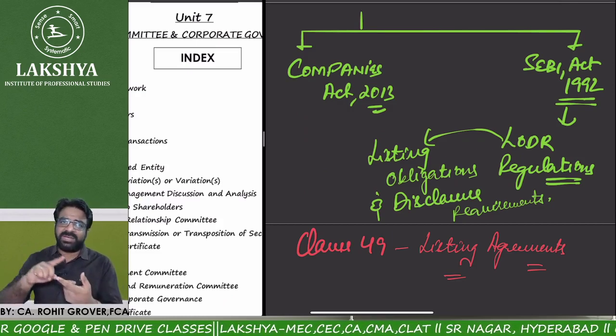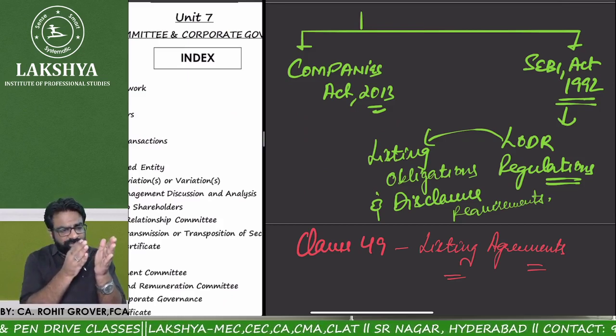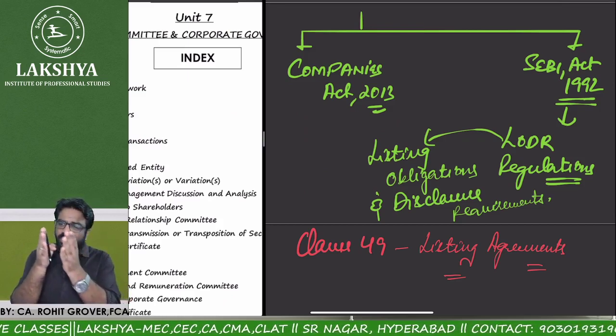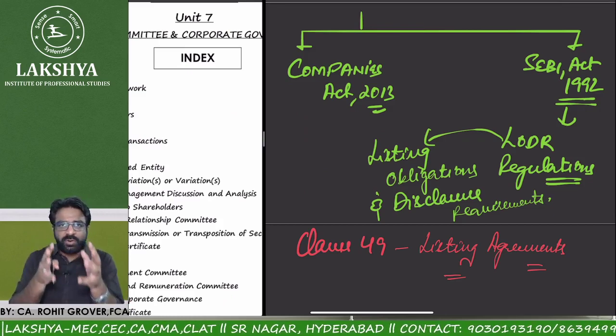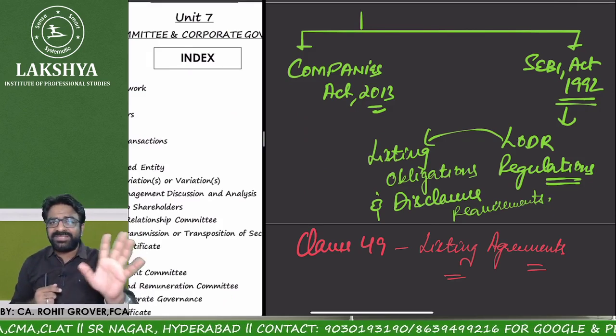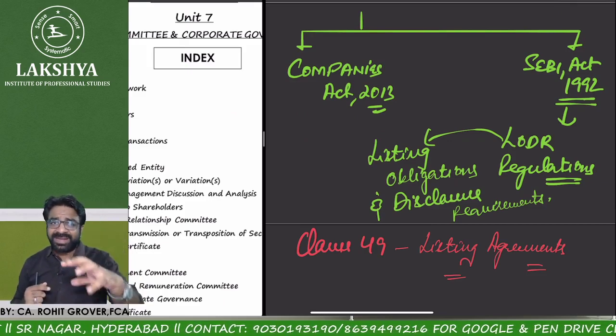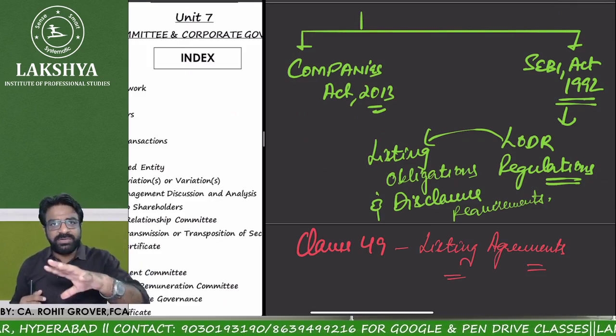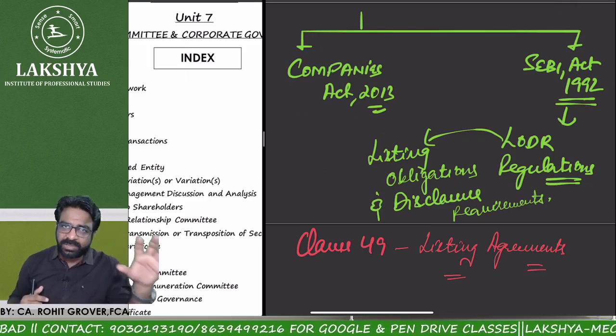It means your board of directors should have that many independent directors. You should disclose the related parties. You should have an audit committee. You should have a risk management committee. This should be the composition of the women directors, and this should be the composition of executive directors and non-executive directors. So once you become a listed company, the Companies Act does not work on you. The SEBI Act 1992 governs you.